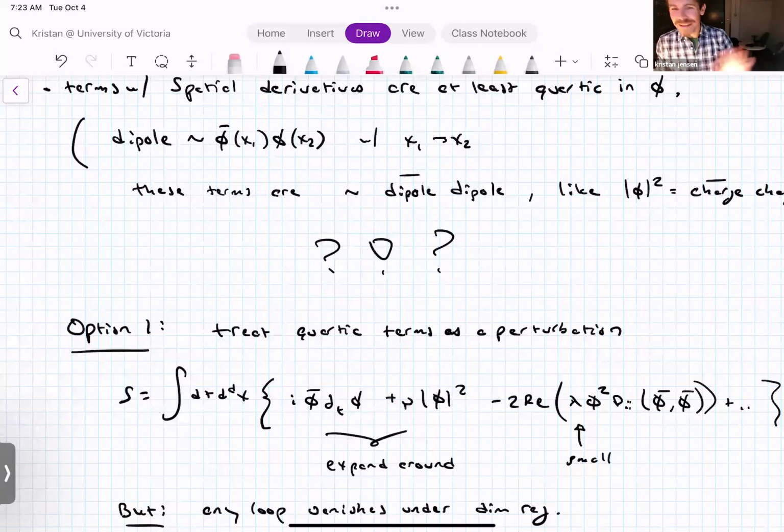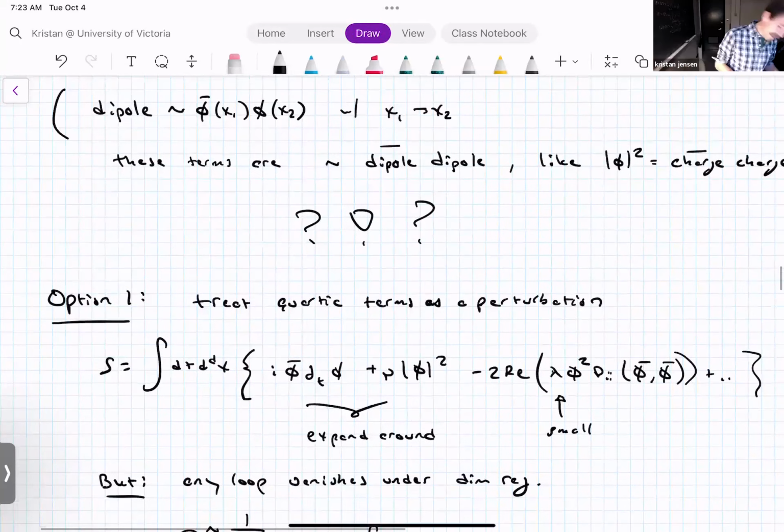Say, oh, well, maybe these interactions, these quartic terms, maybe they're small. Let's hope that they're small, maybe, and treat them as a perturbation and see what happens. So in other words, expand around a quadratic Lagrangian where you have a single time derivative term and a quadratic potential, treat everything else as small and see what happens.